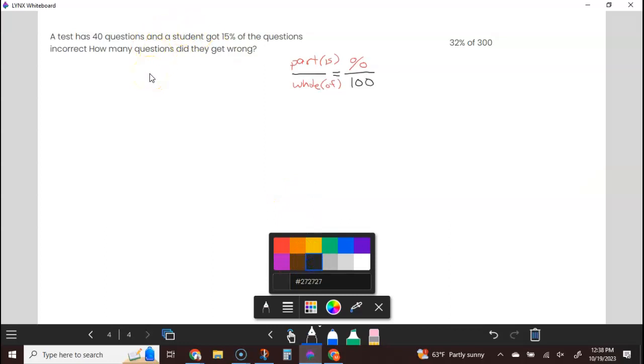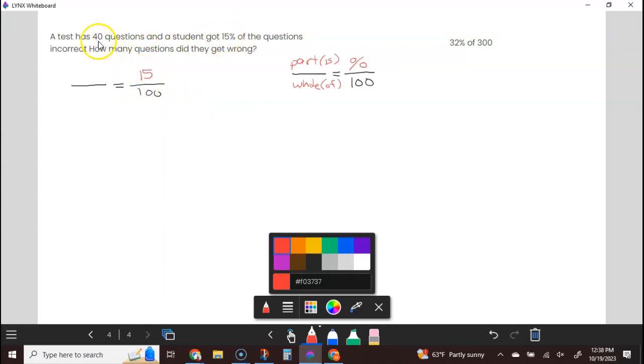Test has 40 questions, and the student got 15% of the questions incorrect. How many questions did they get wrong? So we're going to start by setting up the proportion with my little skeleton here with 100. And then I always ask myself, do I know the percent? So I do. It's 15%. So the percent will always go above 100.